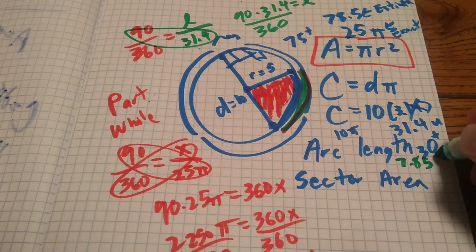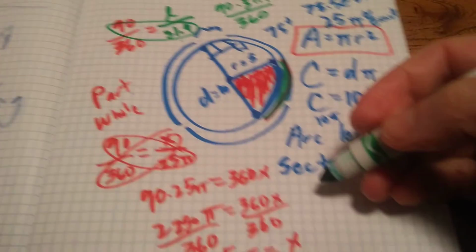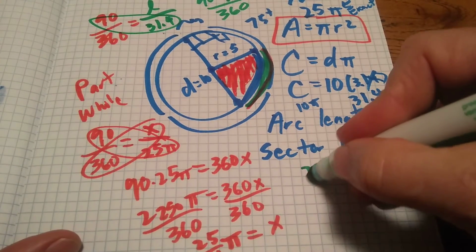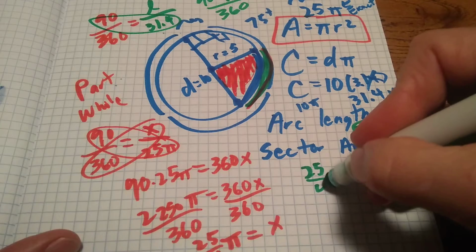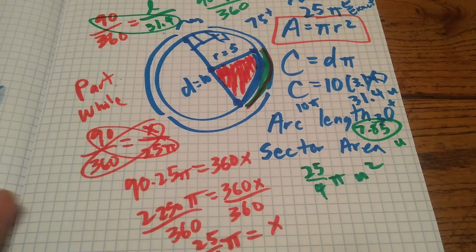7.85. In the same way, my sector area would be in units squared, versus the arc length, which is in units because we're measuring distance. For the other one, I did 25 fourths pi. Those are two different ways to write answers. Okay, I'm going to do one more.